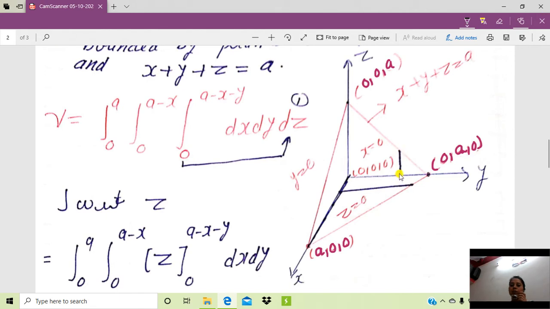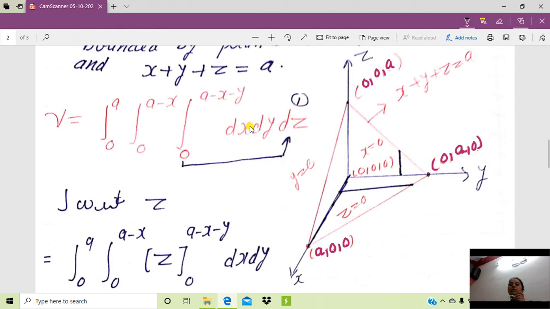Here the bottom is on the xy plane, therefore here the value of z is 0. You can imagine it as height, so here the height is 0. So the lower limit of z will be 0, and the upper limit, it touches this plane whose equation is x plus y plus z is equal to a. Since we have to find the limit of z, the upper limit of z will be a minus x minus y. So the limits of z will be from 0 to a minus x minus y.